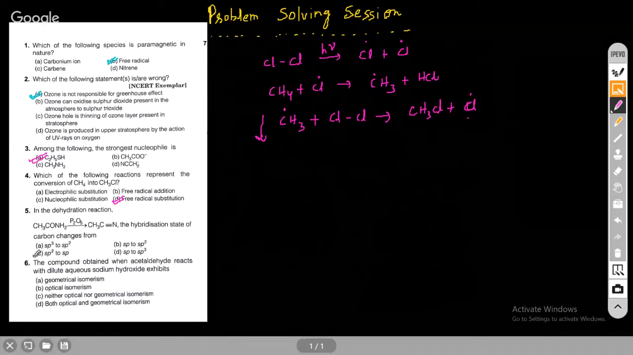It's very simple. Right? Here it is sp2 and here it is sp. So sp2 to sp. Correct. Question number 6.